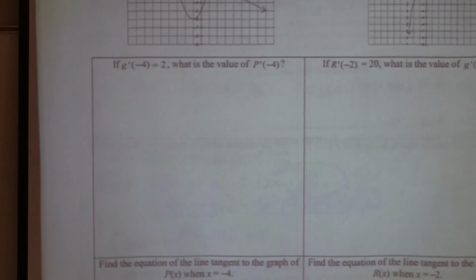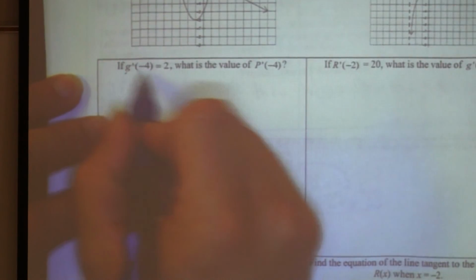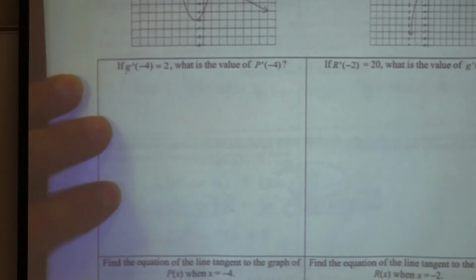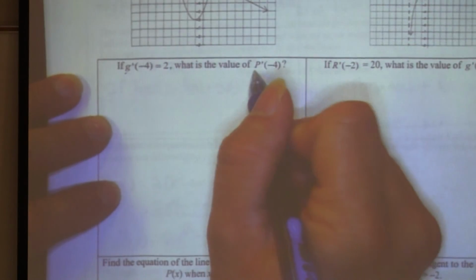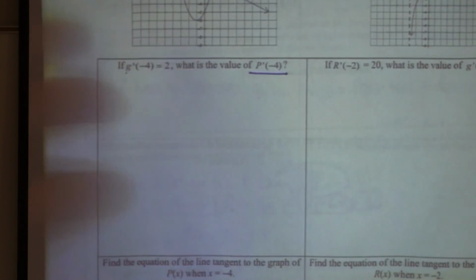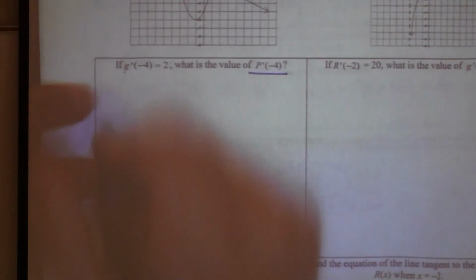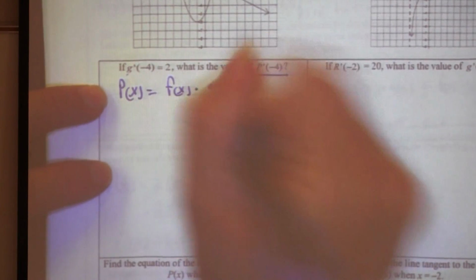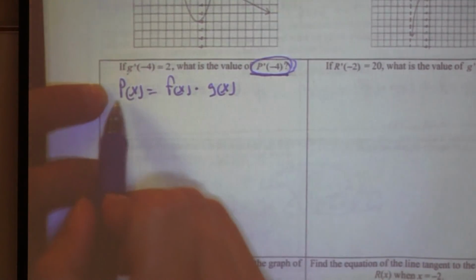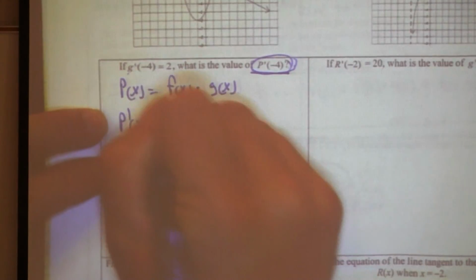What do they tell us on the first one? G prime of negative 4 is equal to what? To 2. So they're giving us that the derivative of g at negative 4 is 2. Okay? What is it that they want? They want p prime, right? Alright, so let's go back and look at this. What was the function for p of x? f of x times g of x. In order to find this, I need to know the what of p? The derivative. So can we find the derivative of this function? Let's do it. What would be the derivative of p?